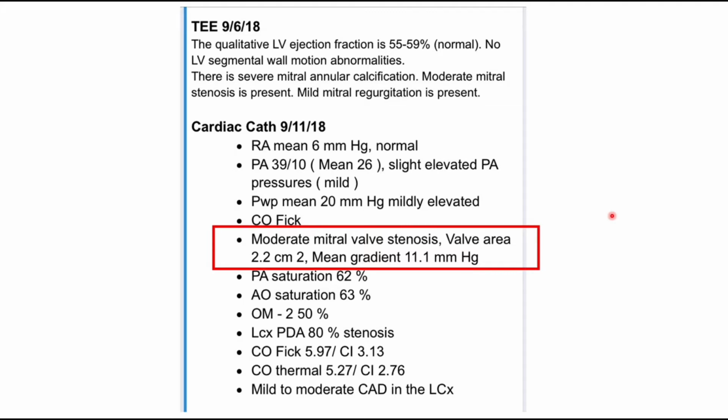So, you're seeing a patient in the office who has increasing dyspnea on exertion. And 2 years ago, he had a TEE and a Cath, and the Cath report shows moderate MS, valve area 2.2, and you'd like to confirm that that data was solid and look into the hemodynamics a bit more.